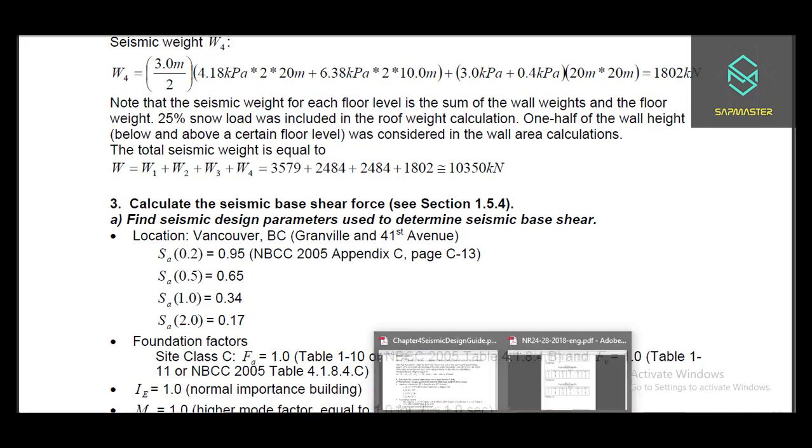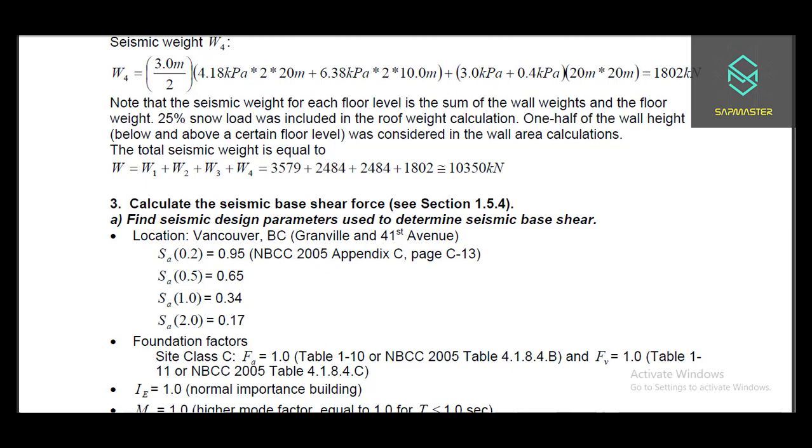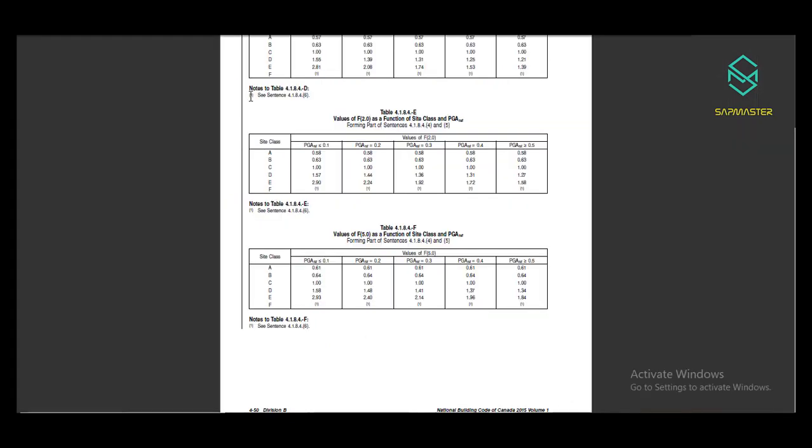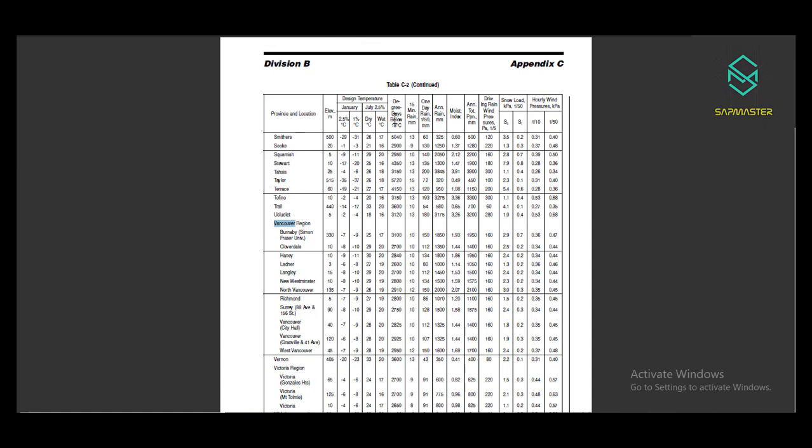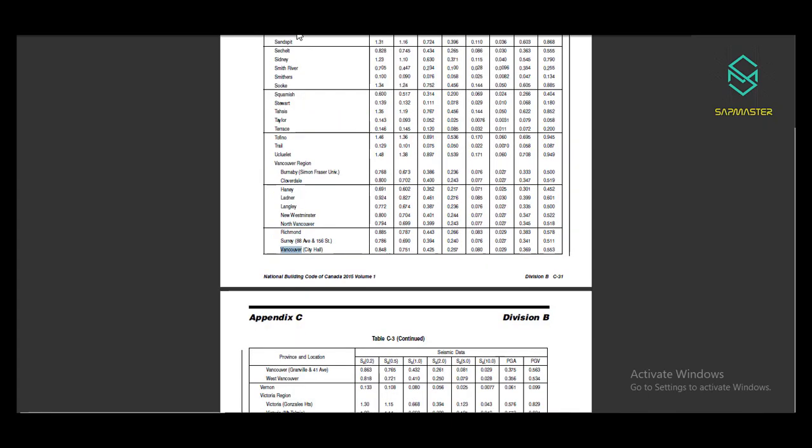For example, I do have NBC here. I will simply search Vancouver and you will find it in table C. So this is table C2. You're going to find it in table C3. So let's go together and find it together.